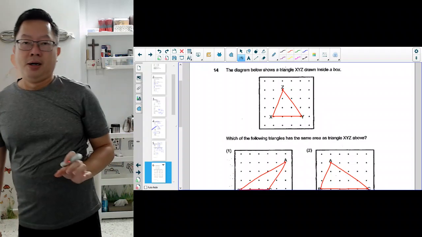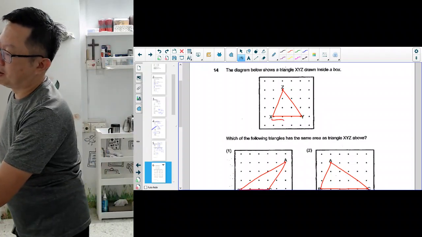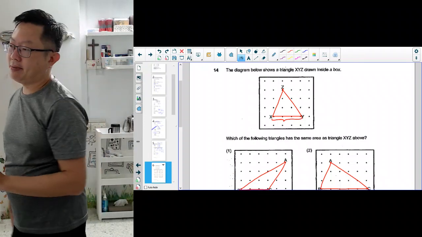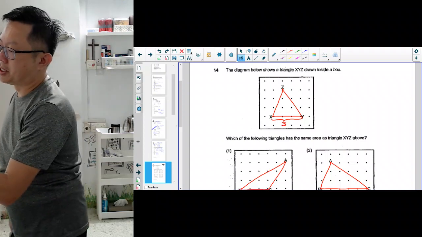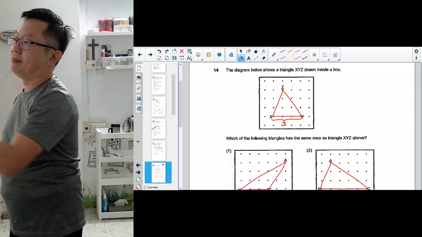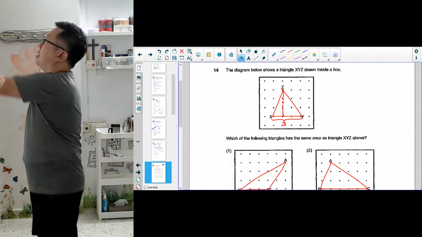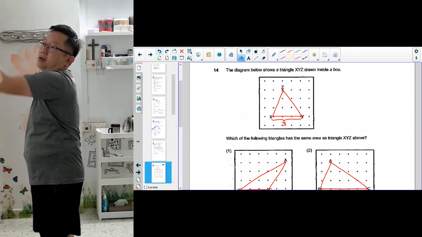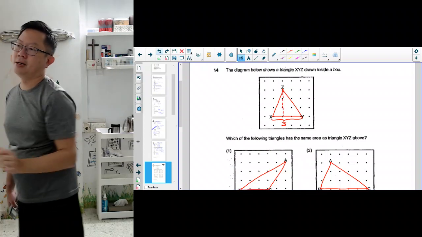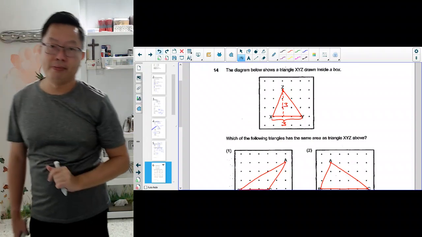Now, how do you measure the base, or the side of the triangle? You can see that there are 3 gaps between the dots. So that will be 3 units. And the height is 3 units as well, because you can see that there are 3 gaps between the dots. I hope you can understand: 1 gap, 2 gaps, 3 gaps. So we call it 3 units. So the base and the height is 3 units.